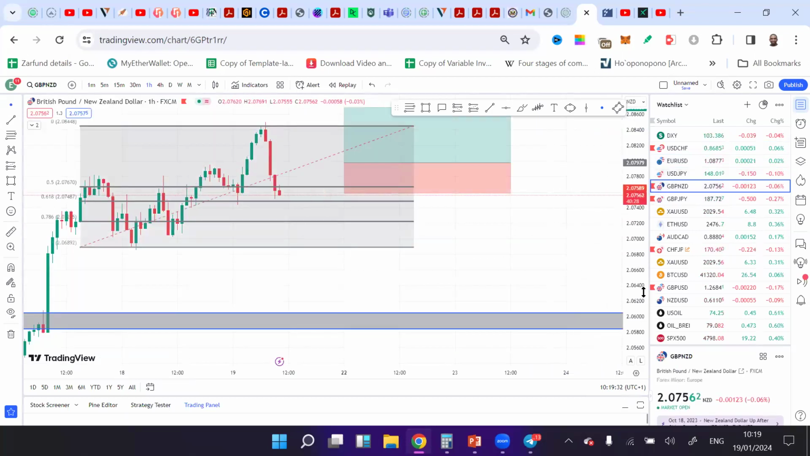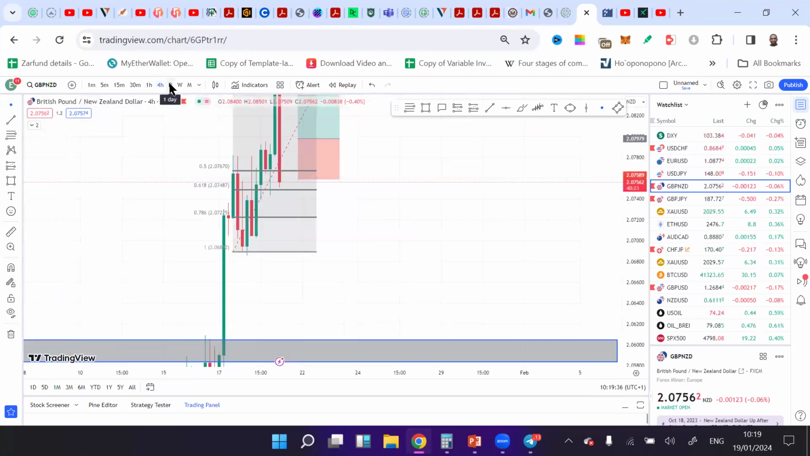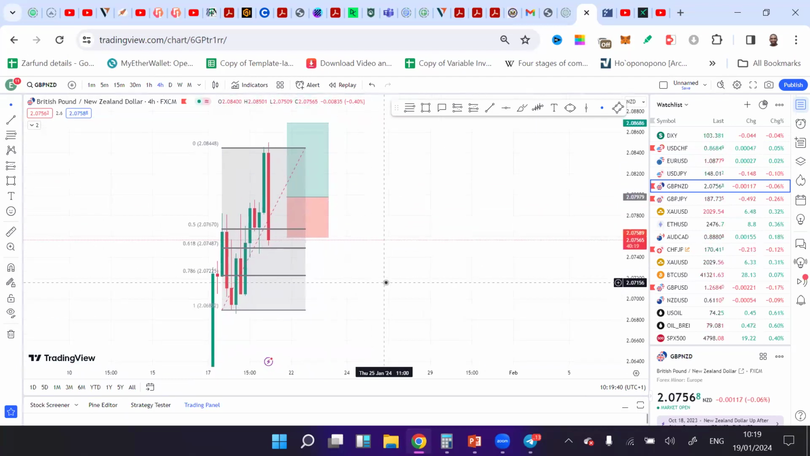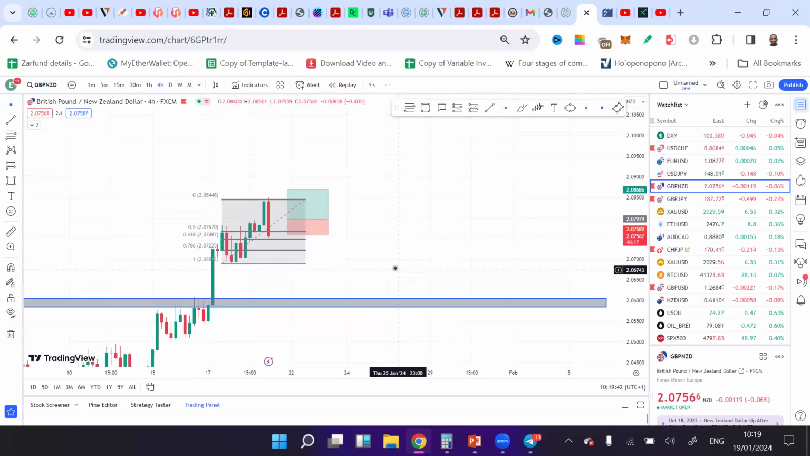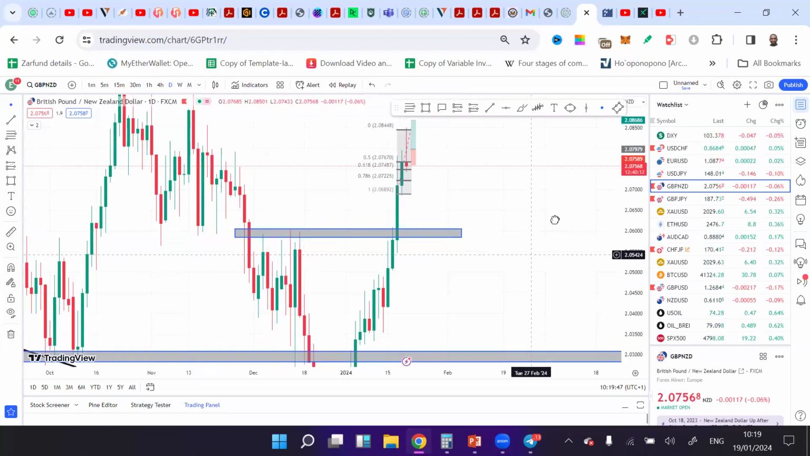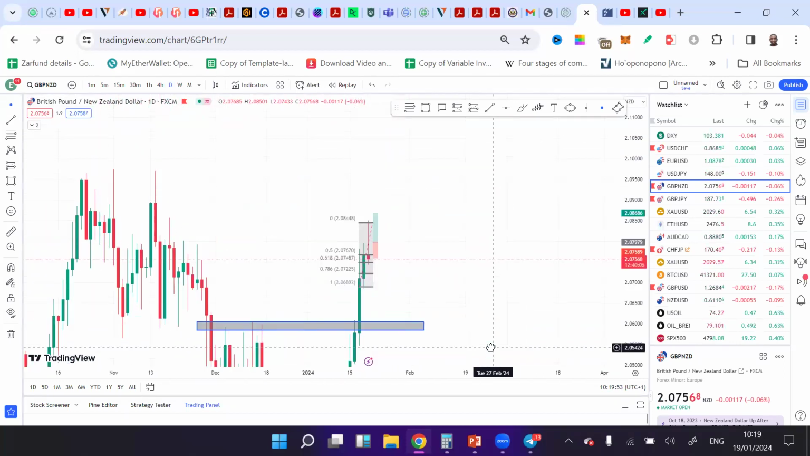Let's check NZD USD. Let's do this. This is GBP NZD. What do we have here? GBP NZD has been on a very massive rally. Can you see this? Massive rally. It's been buying really, really crazy, right?